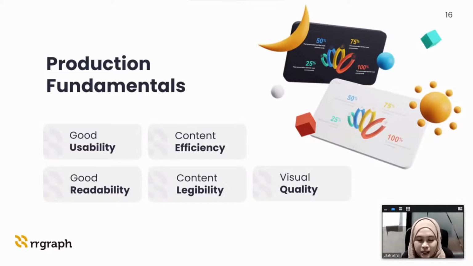And the last one is very essential: the visual quality. It's about the colors, the contrast, and also the use of white space, the deliverance of the design element, the object, and the background. I think all of you, especially designers, already know about visual quality. Okay, that's enough for production fundamentals.